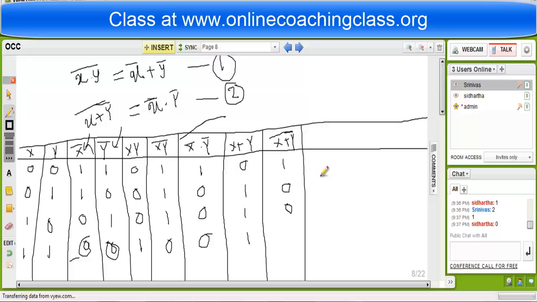See the value of x plus y first. Here, x plus y value is 1. Now we have to complement it. Then what is the complement of 1? 0. 0, na? Okay, then we have to write 0 here. Okay, now see. Yes, that is 0. 0, na? Okay. Yes.